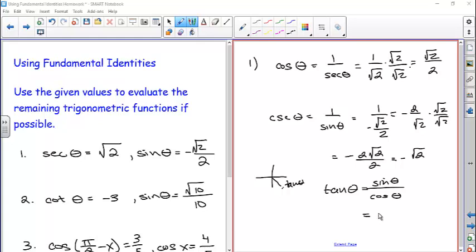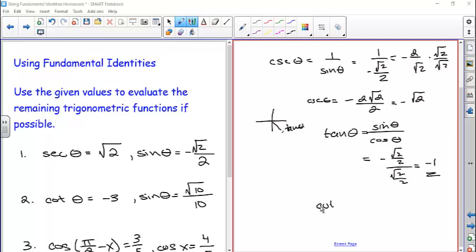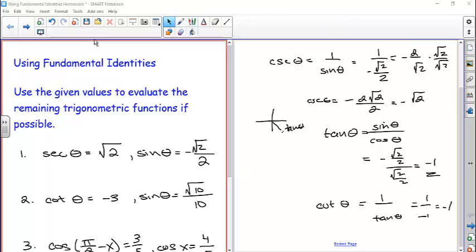So we take the sine of theta over the cosine of theta. The sine of theta is negative the square root of 2 over 2, and the cosine of theta is the square root of 2 over 2. They're the same except for the sign, so you get negative 1. And the cotangent of theta, this is a reciprocal identity, is 1 over the tangent of theta. So that's 1 divided by negative 1, which is negative 1. Okay, so that's the first problem.